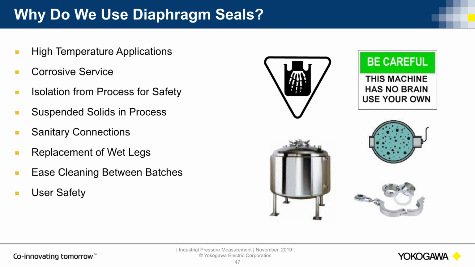And then user safety. Specifically with this, we can remote mount that transmitter, get it away from the process, and we do have specific fill fluids that are inert. So if you have reactive processes, we have a fill fluid that, if there was a failure, wouldn't react with the process and cause any issues for safety.